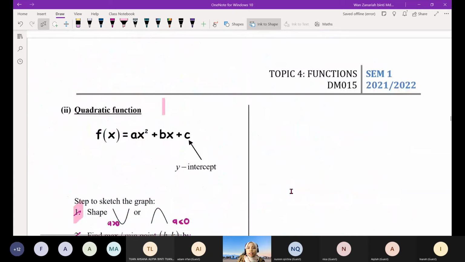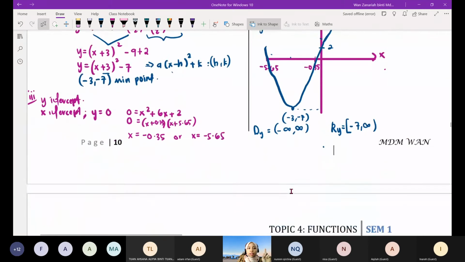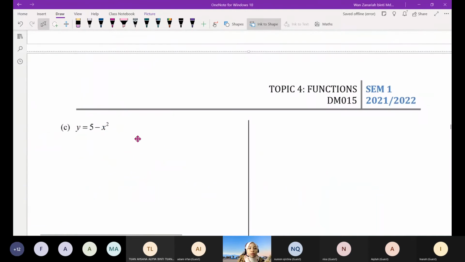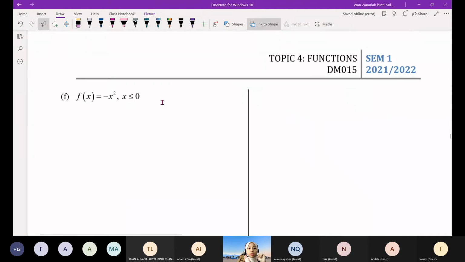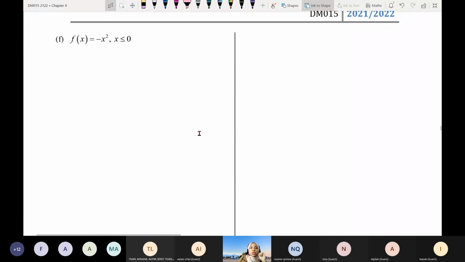Okay, this example 10 cikgu dah buatkan. B sangatlah senang, B ni you buat sendirilah. Okay, ini C ni you buat sendiri. Ni graf masam ni because dia negatif. Okay, and then D pun you buat, E pun you buat. Okay, tengok sini cikgu buat F. Cikgu buat benda yang ada restriction je. Walaupun graf tu senang tapi it has a restriction so we do it.